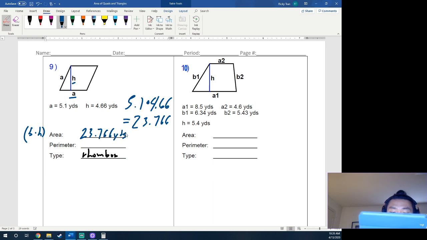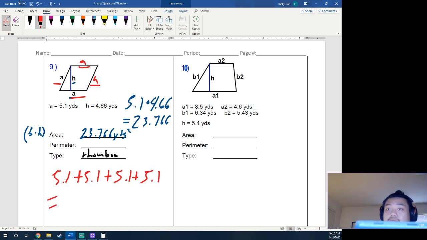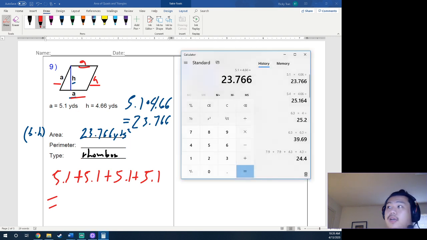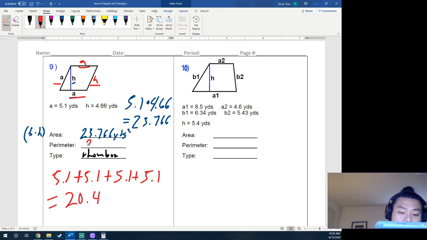23.766 yards squared. And then for perimeter, we're just going to take A and add A 4 times. So 5.1 plus 5.1 plus 5.1 plus 5.1, and that's equal to 20.4. My calculations are correct. 5.1 times 4, yep. 20.4 yards. Okay, and that's your perimeter for the rhombus.